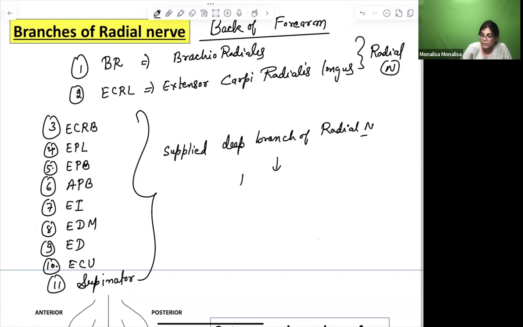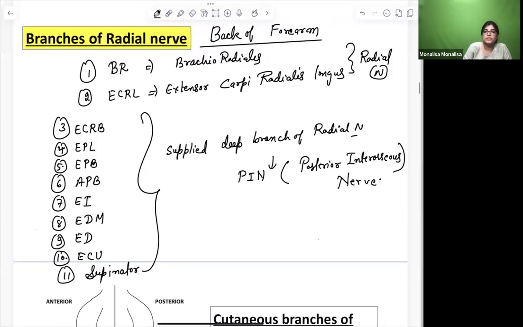And what is the name of the deep branch of the radial nerve? PIN. What is the full form? Posterior interosseous nerve. And one more muscle supplied is anconeus. Actually, anconeus is supplied by a branch from the radial nerve.